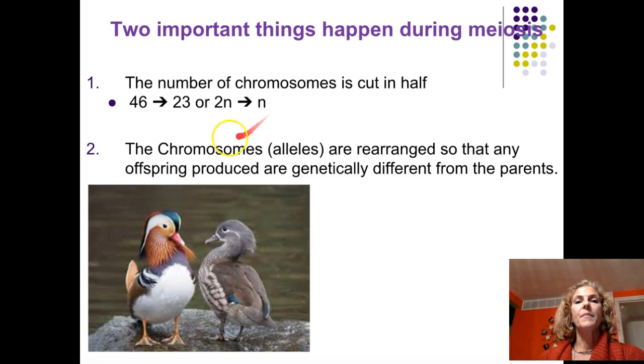The other thing that's happening is we're getting some genetic variation due to independent assortment of chromosomes and crossing over of homologous chromosomes, where pieces get switched. And so they create 2 different variations of the same species or the same organism.